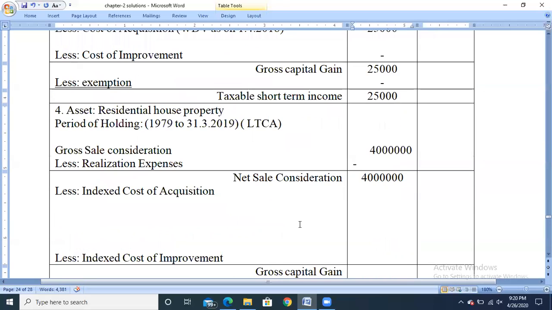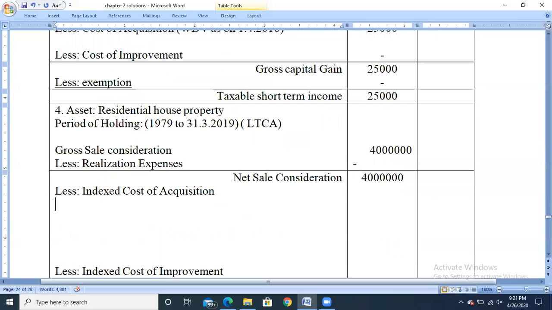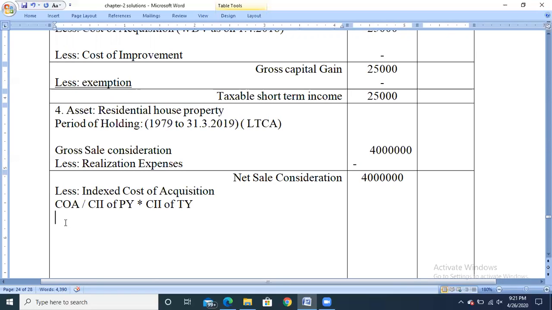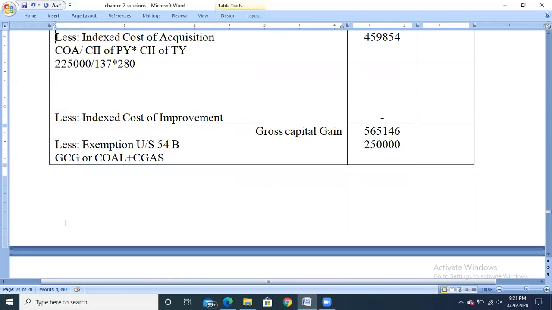Now, since it is a long-term capital asset, we need to calculate the indexed cost of acquisition. The formula is the same: cost of acquisition divided by CII of purchase year into CII of transfer year. Since the asset was acquired before 1/4/2001, the cost of acquisition will be the purchase price or FMV as on 1/4/2001, whichever is higher. So check the purchase price of the asset.